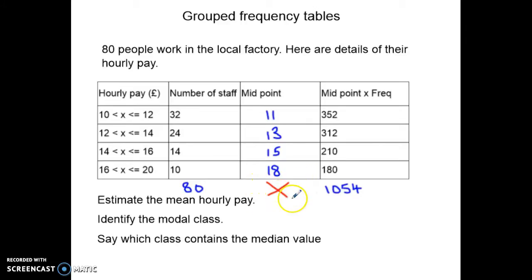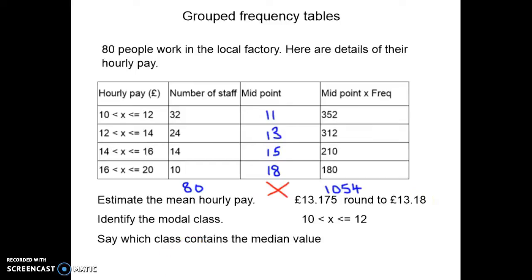This red cross is here because I don't want you to add up the midpoints. I've seen that done, but there's no meaning or value in that, so please don't do that. So I've divided 1054 by 80, did that on my calculator, and it came out at 13.175. But as this is a money question, I only need 2 decimal places, so I've rounded that to £13.18. So that's my estimate for the mean hourly pay for these 80 workers.